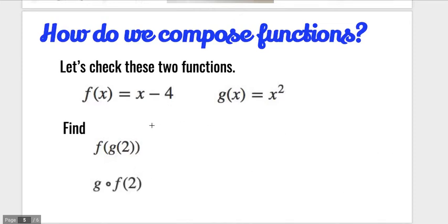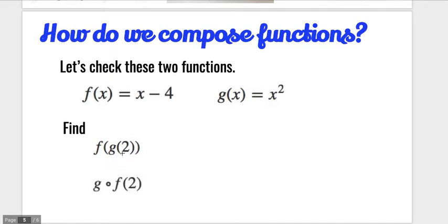In the first example, we have two functions. The first one is f of x equals x minus 4. The second one is g of x equals x squared. And then we need to find two answers here. The reason I use these two, as I mentioned before, is that sometimes we can use this, sometimes we can use that. They are very similar, but later I will tell you what the difference is.